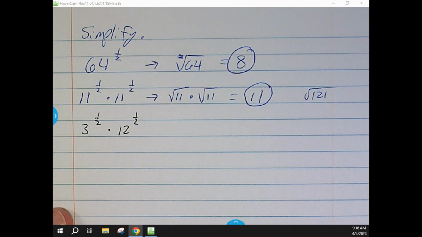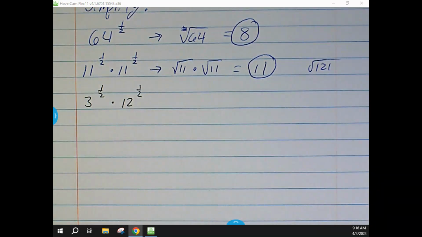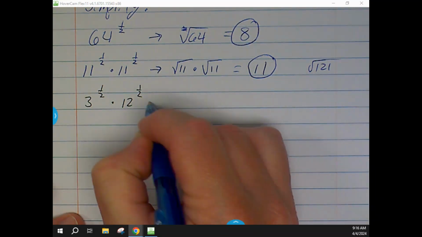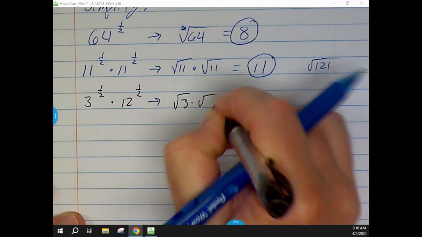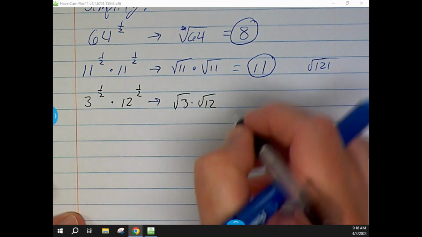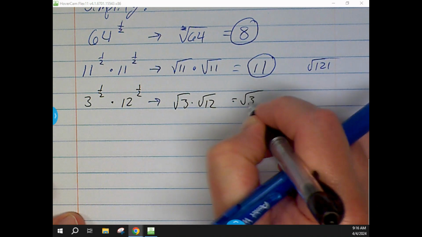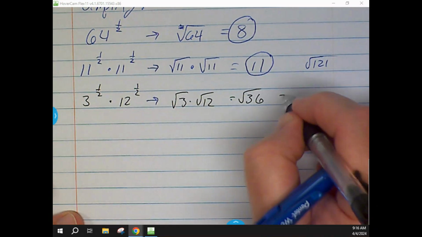All right, so let's go 3 to the 1/2 and then 12 to the 1/2. All right, so rewriting it, we've got square root of 3 times square root of 12. 3 times 12 is 36. Square root of 36 is, there you go.